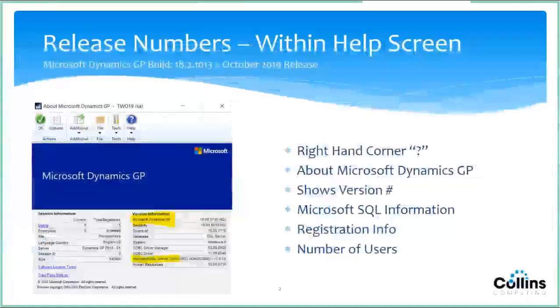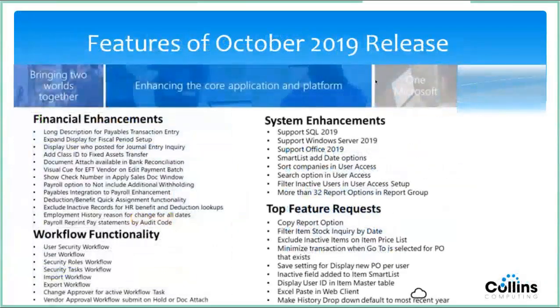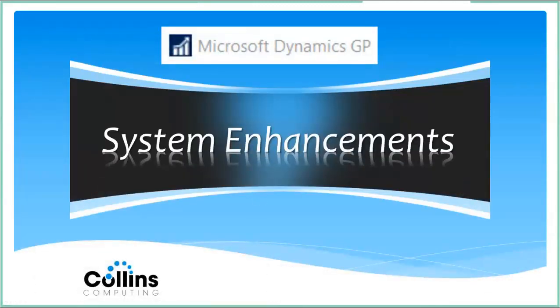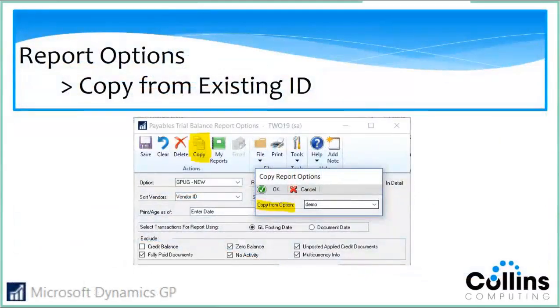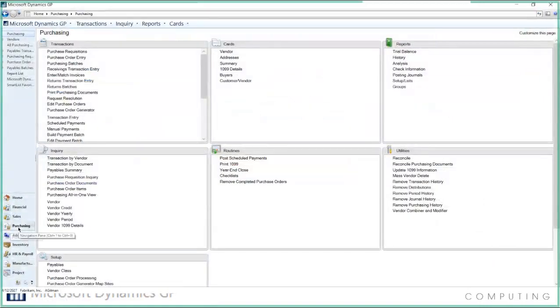Okay, so the first thing I want to share with you is that we're going to go through all of the system enhancements on this side in this little area here. So without further ado, let's get to the first one. You can now copy report options from one report option to the next. In the example that I'm going to show you, I'm going to have an accounts payable trial balance report, and I'm going to have that one be a detail report, and I'm going to then show you how I want to make it into a summary, but with all of the same options.